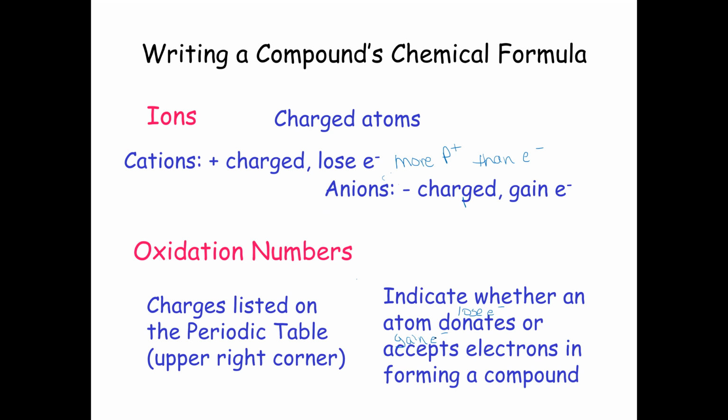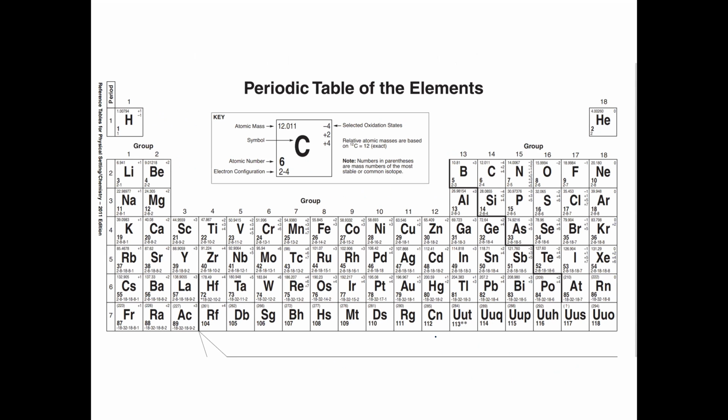So donating is losing, gaining is accepting. Now let's take a look at our oxidation states. Remember, the oxidation states are in the upper right-hand corner. If beryllium right here is a +2, this means it'll lose 2 electrons. And over here we have our metal side of the table. Notice beryllium was on the left, so it was a metal.